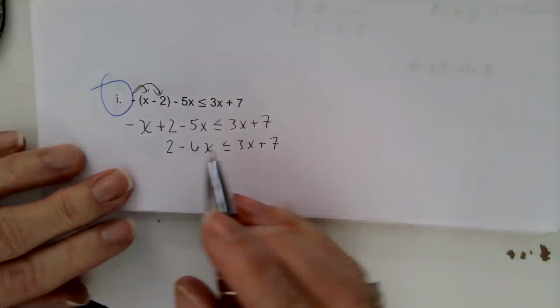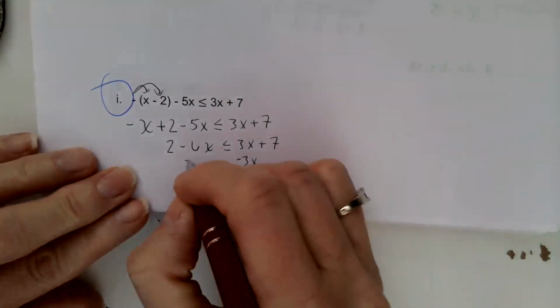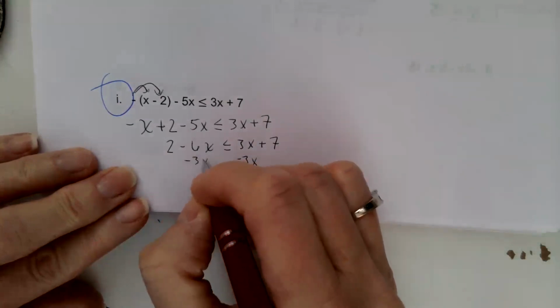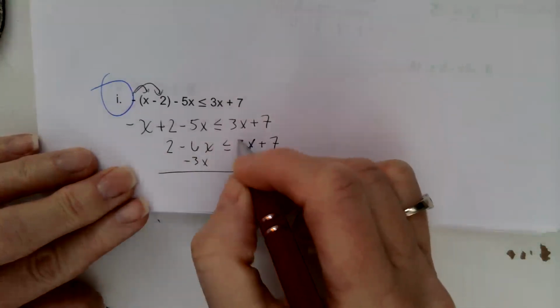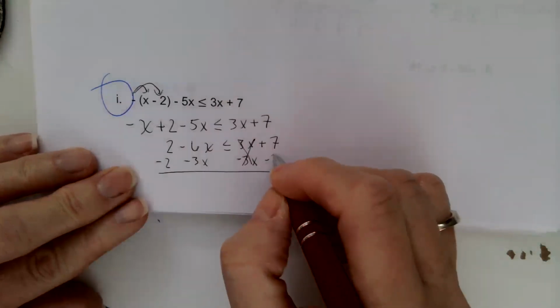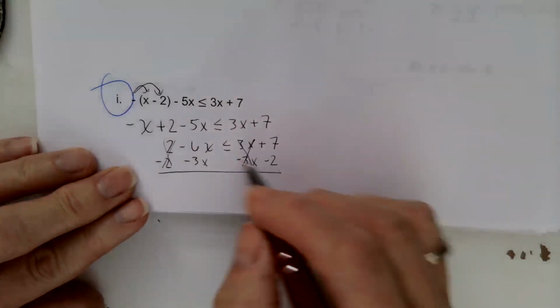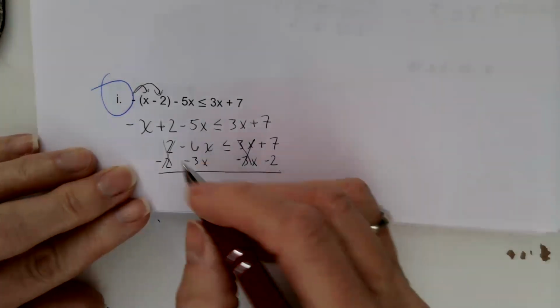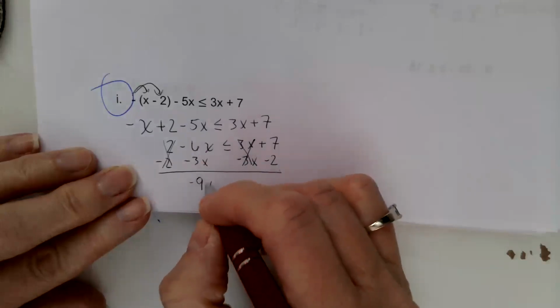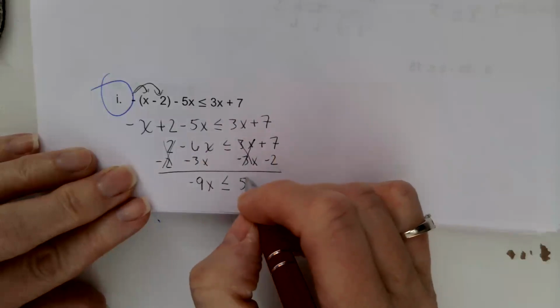So I'm going to move my x's to the left. And to do that, I'm going to subtract 3x so that they add to 0 on the right. And I'm going to subtract 2 to move my constants to the right. So the 2 minus 2 adds to 0. So I end up with all my x's, a negative 9x on the left, less than or equal to 7 minus 2 is 5.